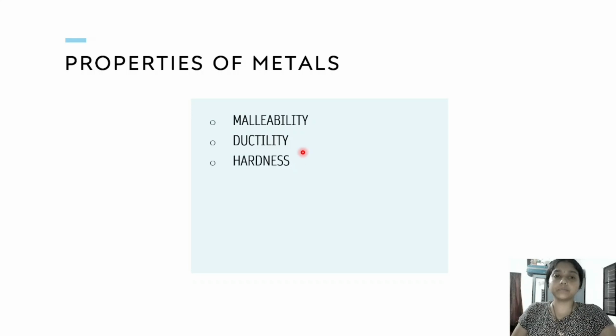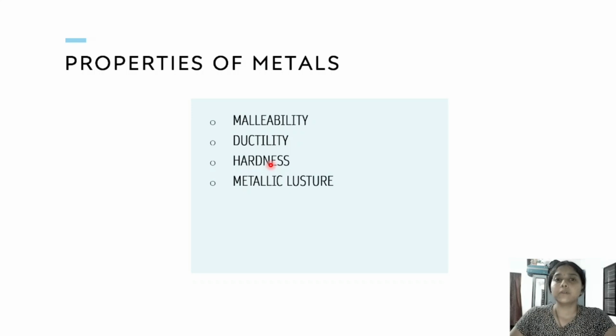Okay. The hardness. There are two types of metals. There are soft metals and hard metals. Can you give me an example of a soft metal? Yes, sodium. Very good. Can you give me a hard metal? Yes, it is iron. Very good.